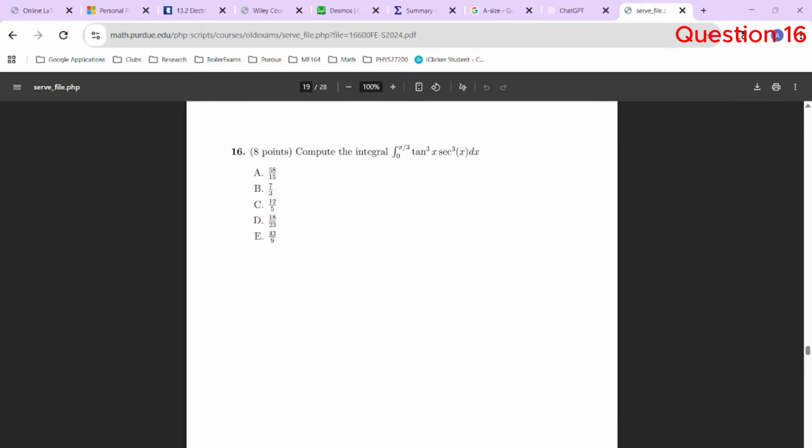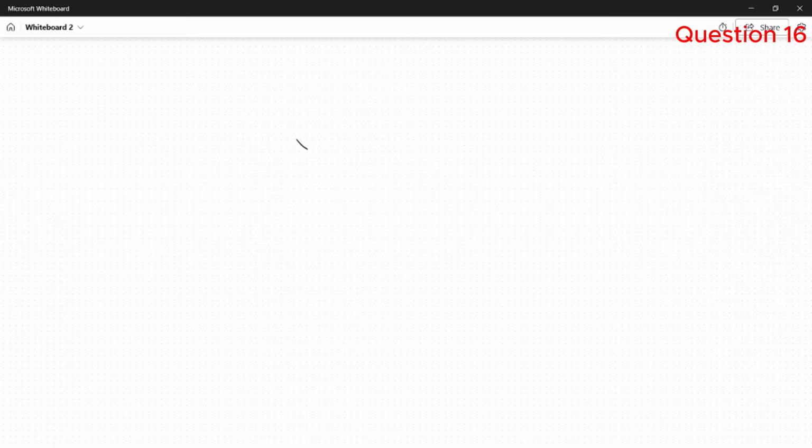Welcome and welcome back. I hope you're having a good day. Let's go over question 16. Compute the integral from 0 to pi over 3 of tan cubed x secant cubed x dx. This one is actually pretty tough to spot. So let's go over it.